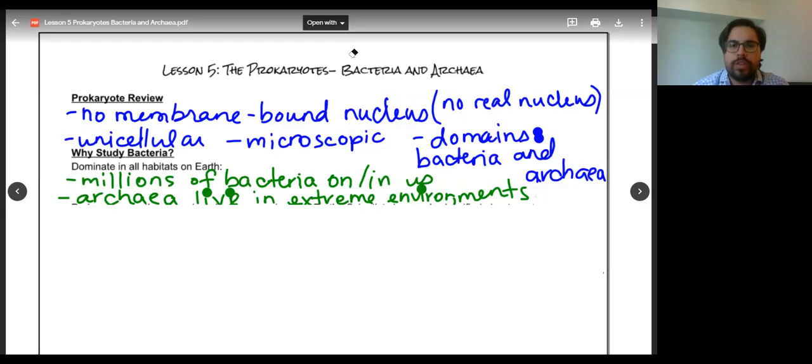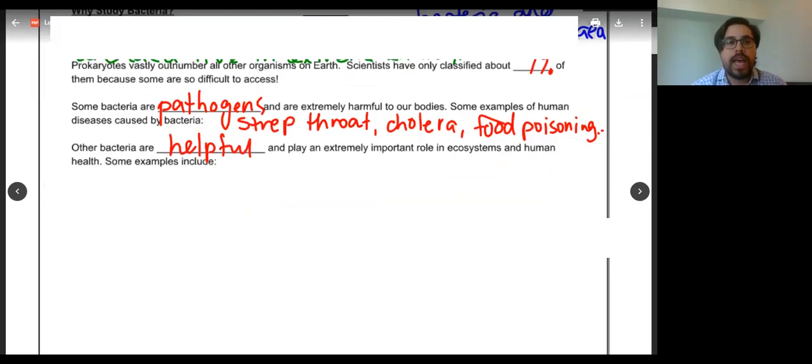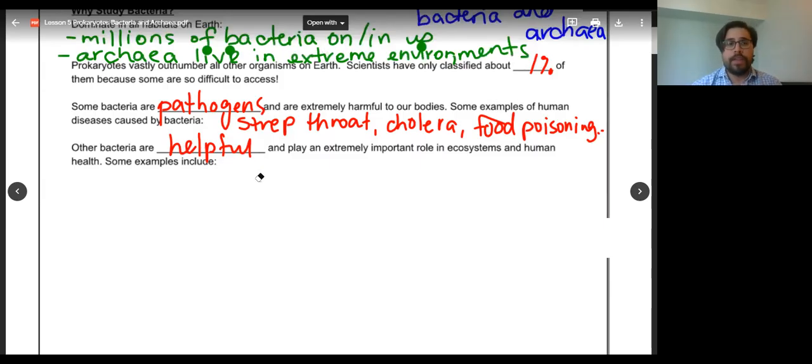Okay. So if you're following along and writing as we go, the next concept I'd like you to pay attention to is where prokaryotes are and how they function. Like I said, there are millions of bacteria living on and inside of us, but they also vastly outnumber any other organism that exists on this planet. We've only classified approximately 1% of them because they're incredibly difficult to find and access.